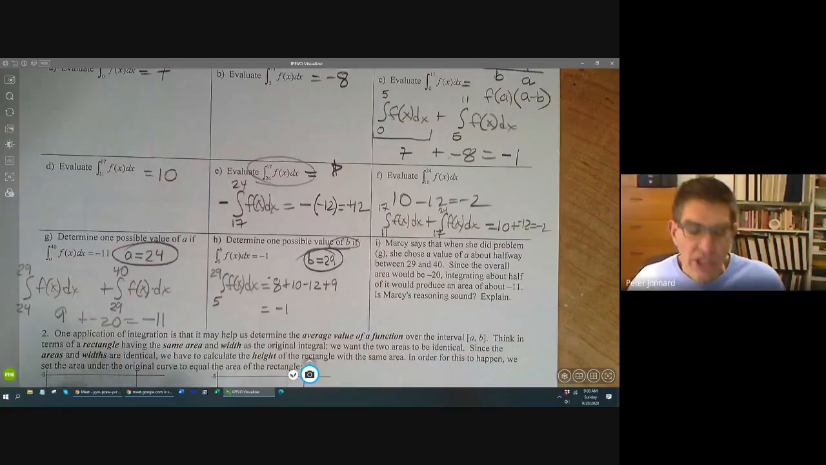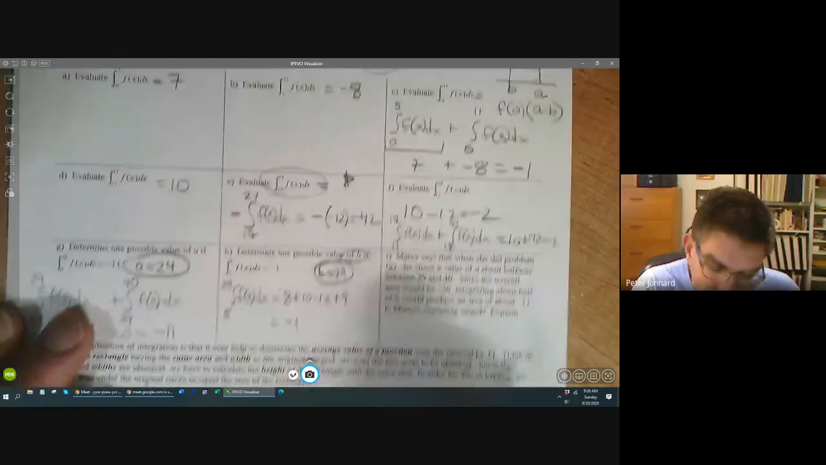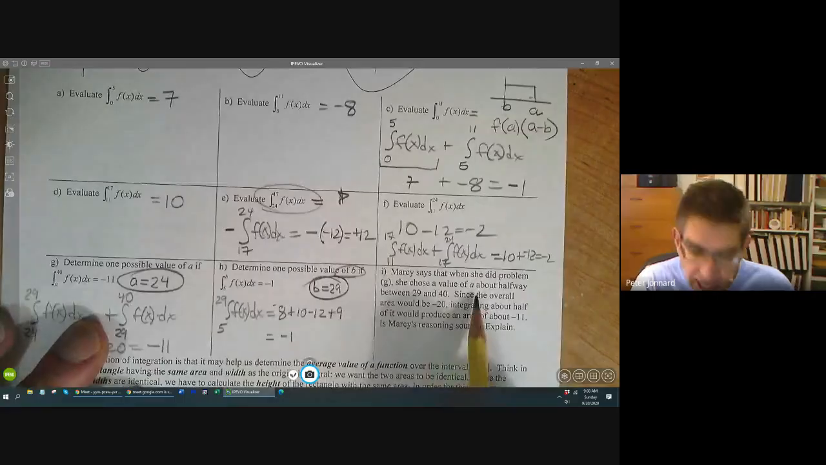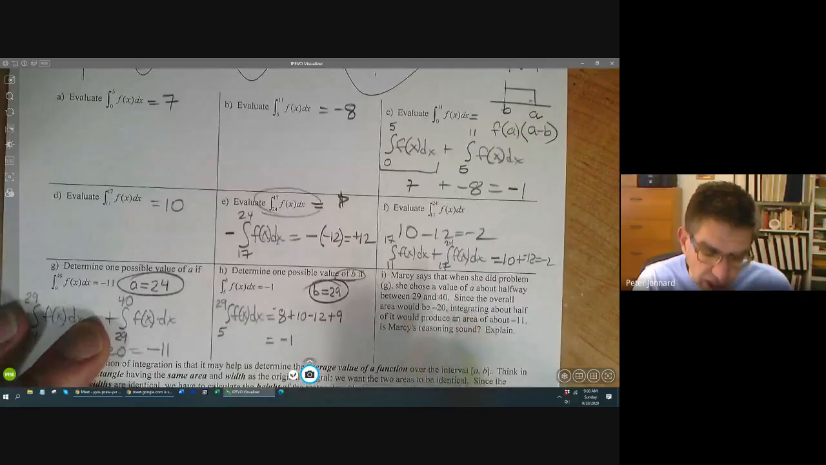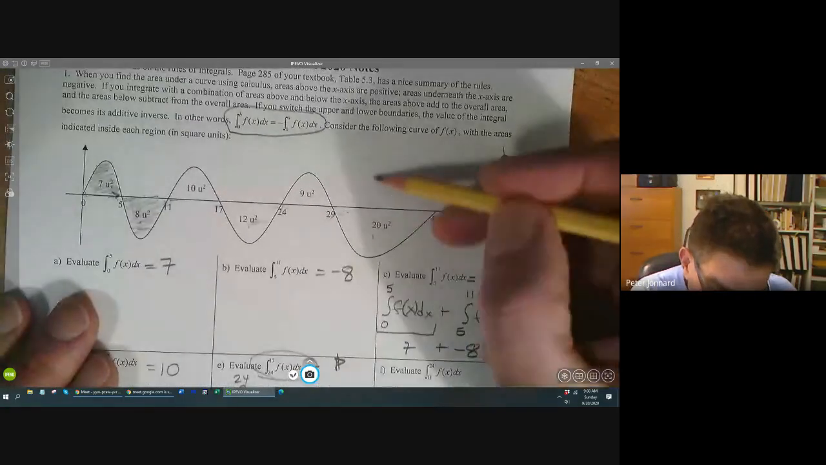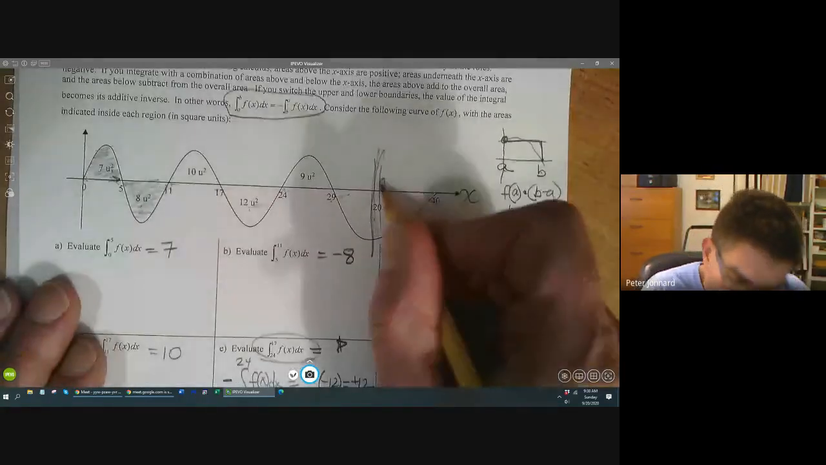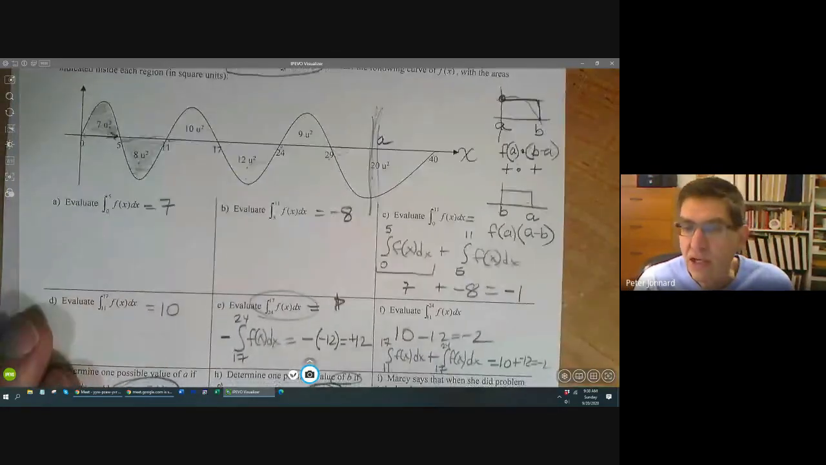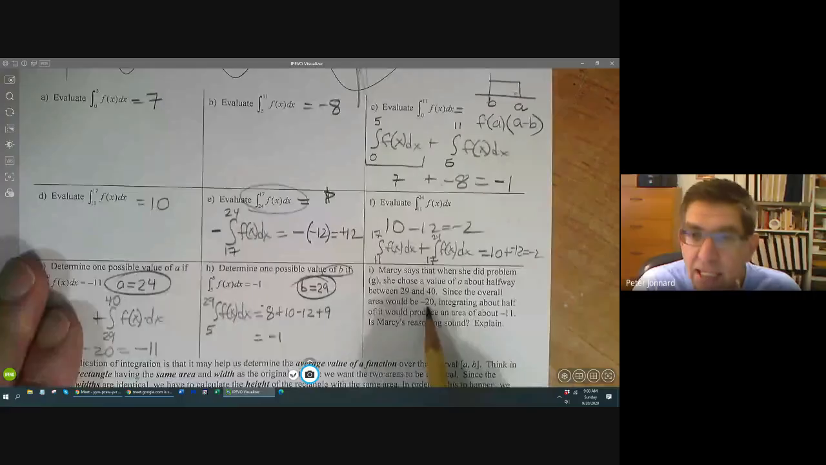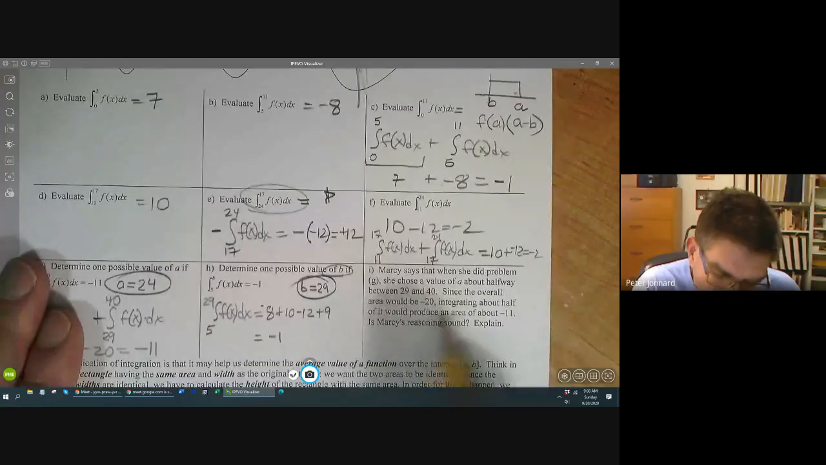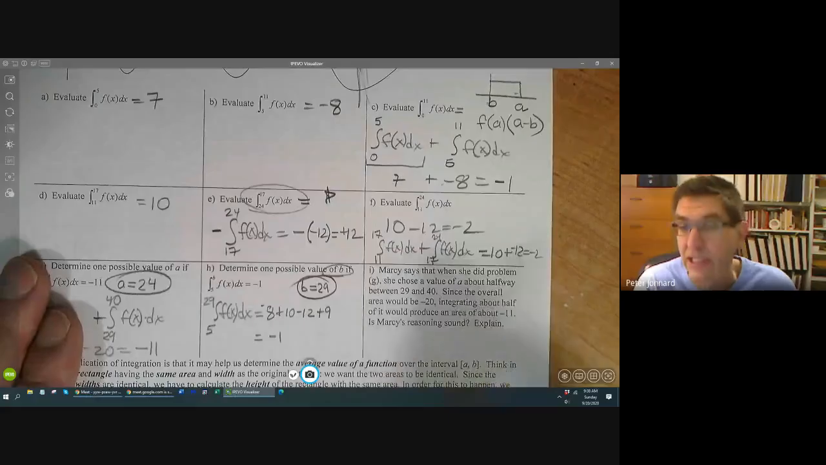Marcy says that when she did problem G, she chose a value of a about halfway between 29 and 40. So she chose some value in here of a. She said, I'm going to put A there. Since the overall area would be negative 20, it's underneath, integrating about half of it would produce an area of about negative 11. Is Marcy's reasoning sound?